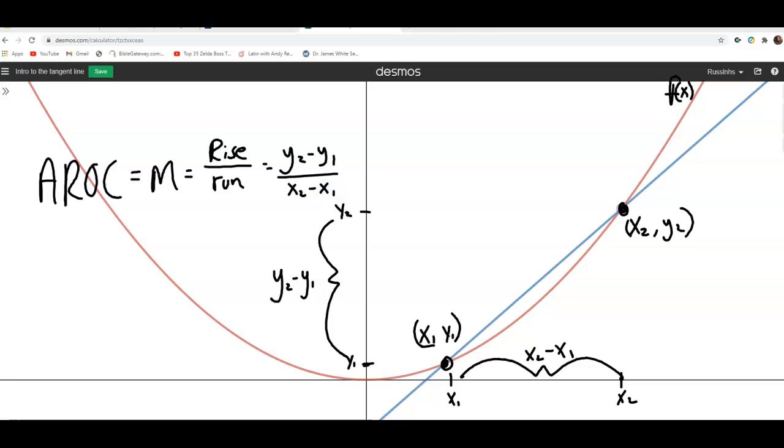So the average rate of change of my function, f of x, is the slope of this secant line, which is y2 minus y1 over x2 minus x1. And we learned a symbol for these also back in Unit 1. We call that delta y, and we call this one here delta x. Delta y and delta x just means y2 minus y1 or x2 minus x1. So another way we could write our slope is like this.